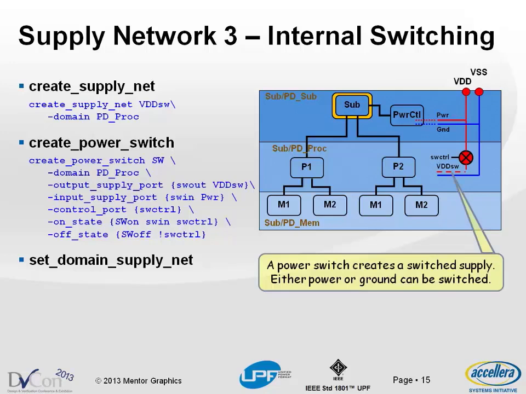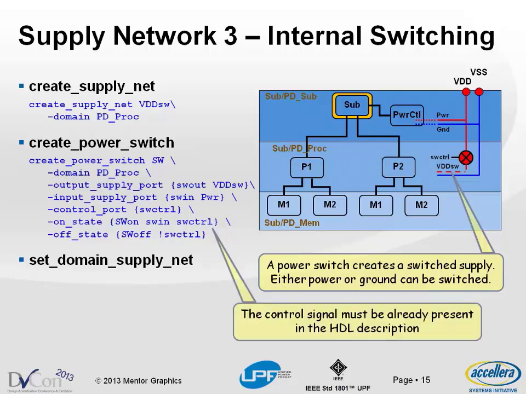You don't have to put switches only on power. You can also switch the ground. In some cases, that's the way people want to implement their circuits. So you can do it either way. But one critical issue with 1.0 is you have to have the power control already in your design. There's no way in UPF 1.0 to add control signals. So one limitation here is that if we're going to use SW control as the control for this switch, and here's the references to it, it's the control port and the expression that controls whether the switch is in an on state or an off state.